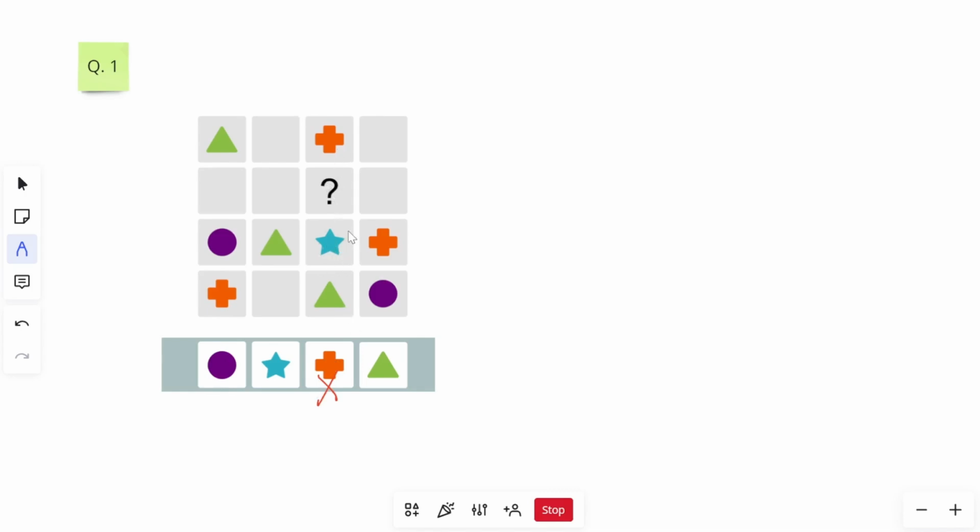Similarly is the case with star also. Star is already there in this column, so star cannot come in the place of question mark also. Again, triangle is also there, so triangle also we have to eliminate. The only option that is left is circle. So after putting circle, we can see in this row nowhere circle is coming, and in this column also nowhere circle is coming. So the circle is correct answer for this question.